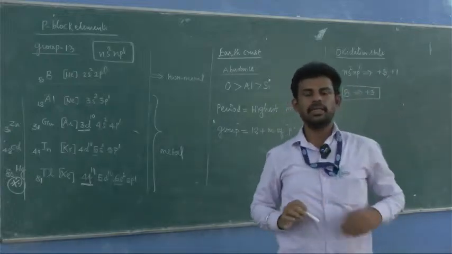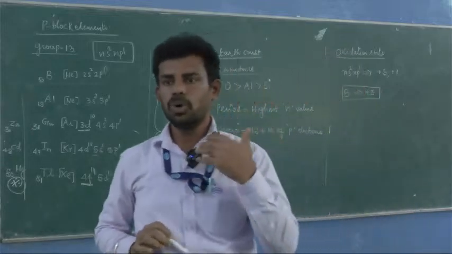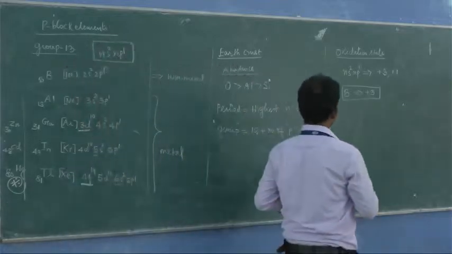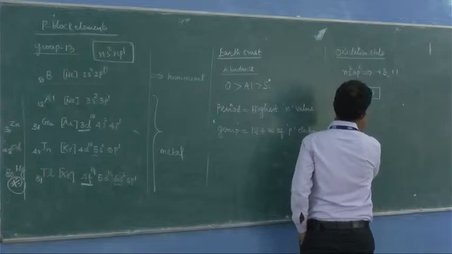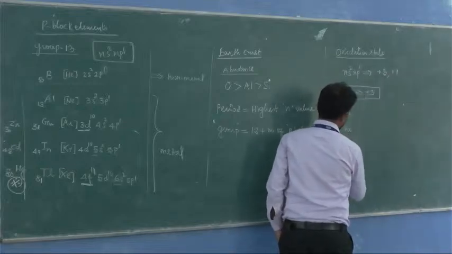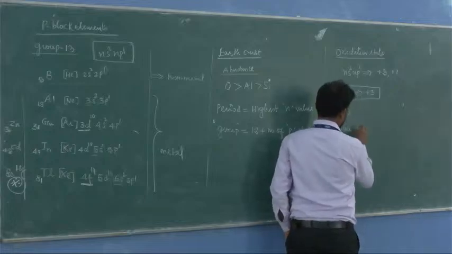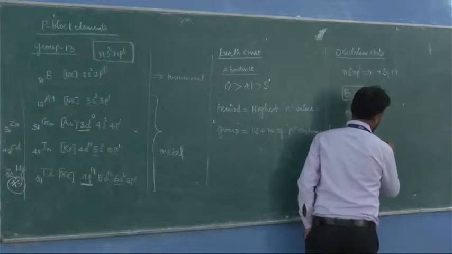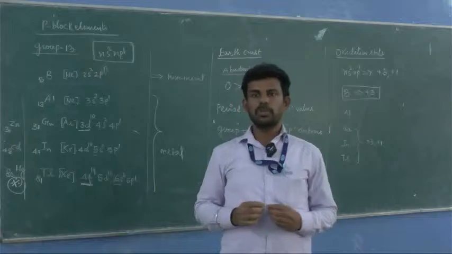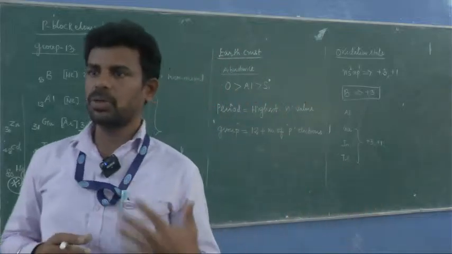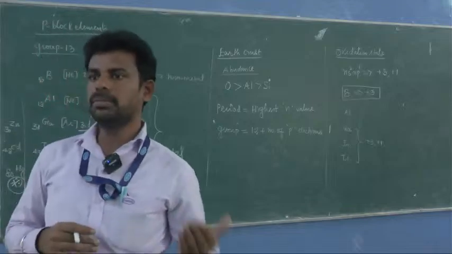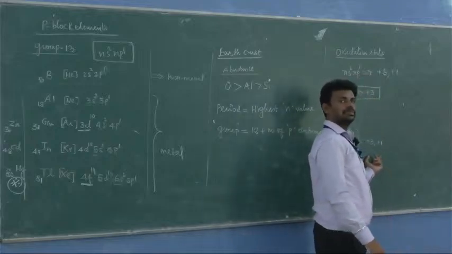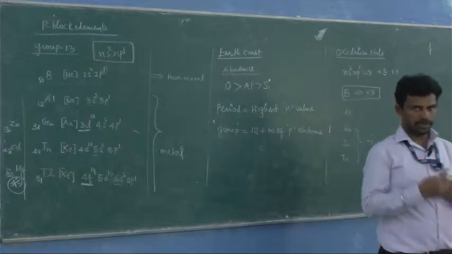Boron will never show the +1 oxidation state. Boron has only one oxidation state, which is +3. Is it clear? For the rest of the elements, aluminium, gallium, indium and thallium, particularly gallium, indium and thallium, two oxidation states are possible: +3 and +1. Is it clear?